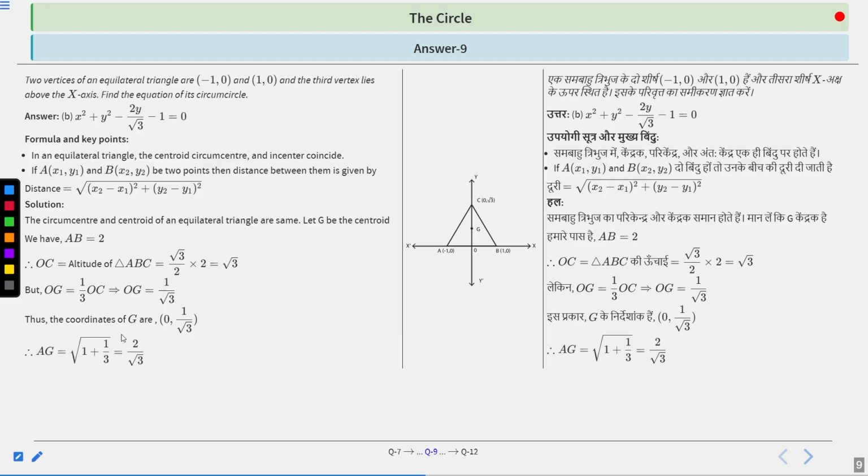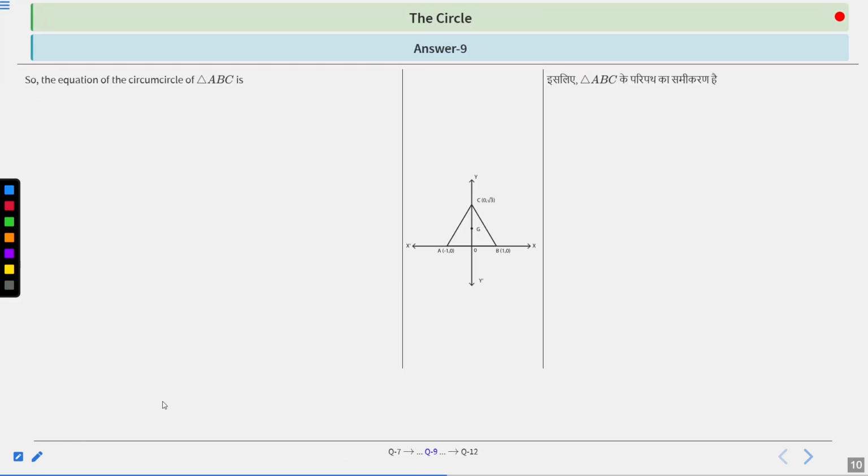Now we have the coordinates of A and the coordinates of G. Now we can easily find the value of AG using the distance formula as root over 1 plus 1 by 3, which is equal to 2 by root 3, right? Clear? Now, the equation of the circle of triangle ABC is x minus 0, where the coordinates of G are (0, 1 by root 3).